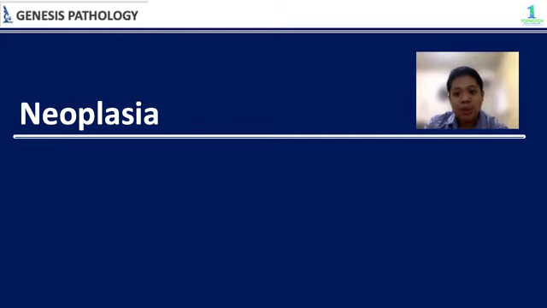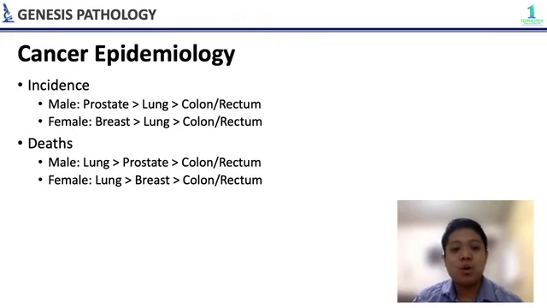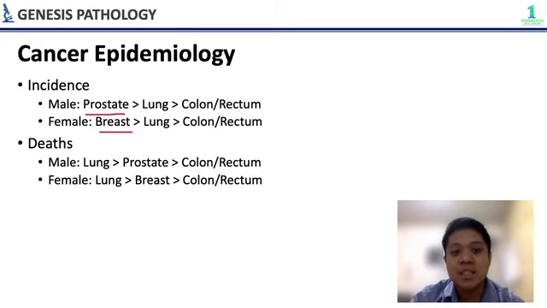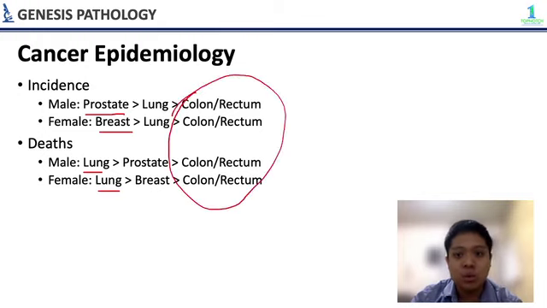Lastly, we have neoplasia. So sa cancer epidemiology, yung incidence for male and female, always think kung ano yung parang organ specific sa kanila. So prostate for males, breast for females, yun ang highest in incidence. However, sa deaths, yung lung pa rin ang most common. So parang nag-switch lang yung places nung prostate lung, breast lung, pero third place pa rin si colon and rectum.